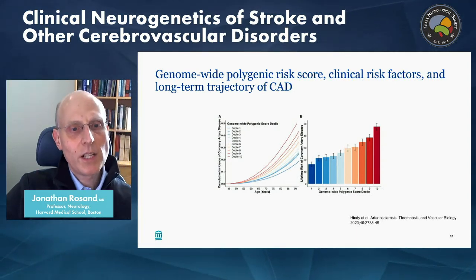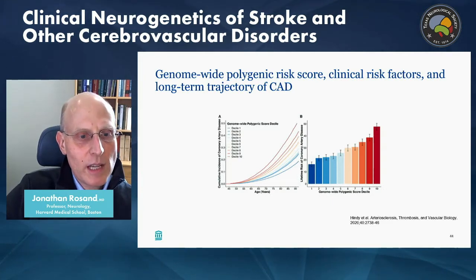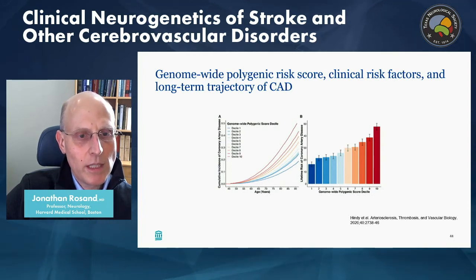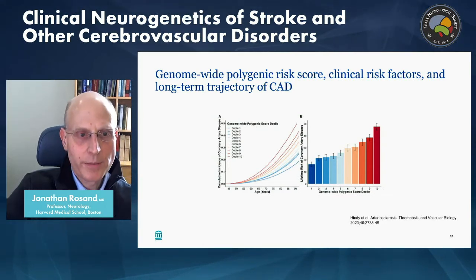So these polygenic risk scores are quite powerful because if they're assessed, for example, at age 60, you already have a sense of the trajectory of the individual as they age and how different that trajectory would be if somebody is in the blue range as opposed to the red range.